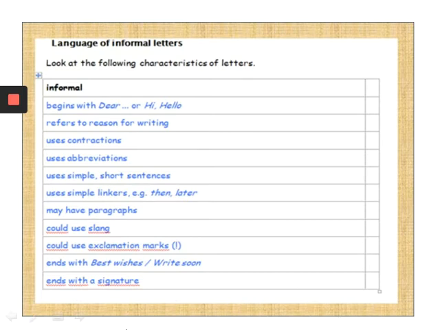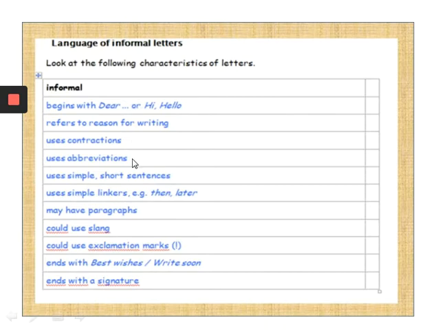Now, before we come to the sample, in this term, our focus is on informal letters. I would like to share with you the language of informal letters. I'd like you to look at the following characteristics of letters. Informal letters begin with dear or hi, hello. They refer to the reason for writing. They use contractions, that is, cannot, can't, do not, don't. Instead of do not, we use don't. Instead of cannot, we use can't. Instead of they are, we use they're. Okay, we make use of contractions in informal letters.